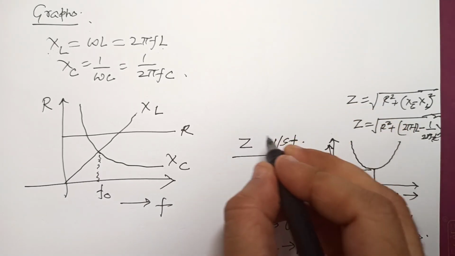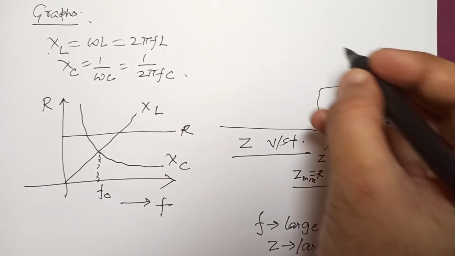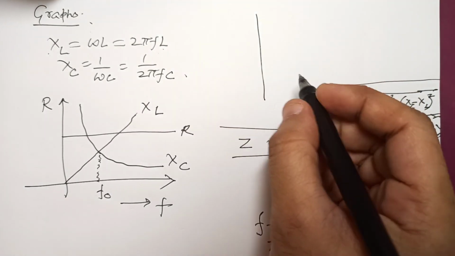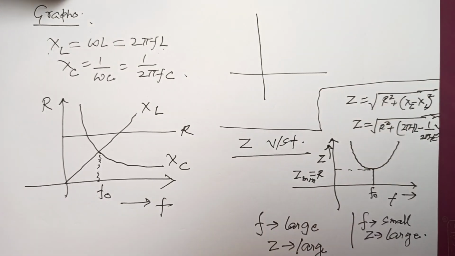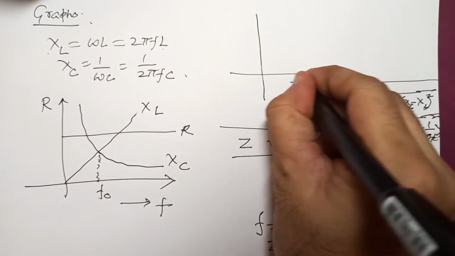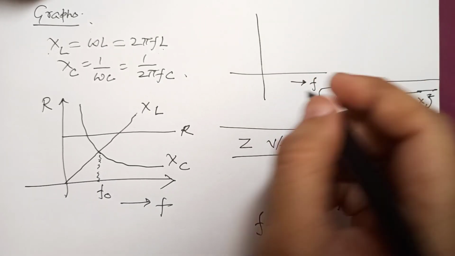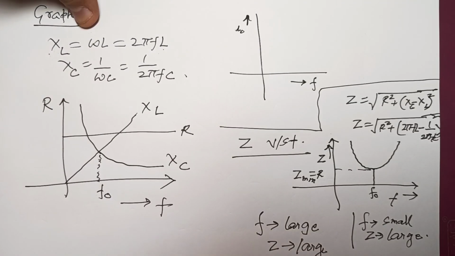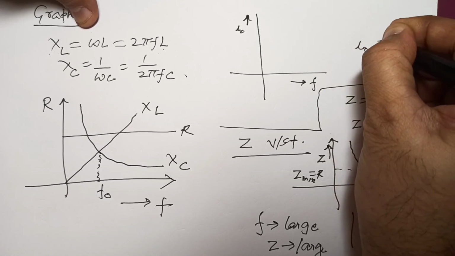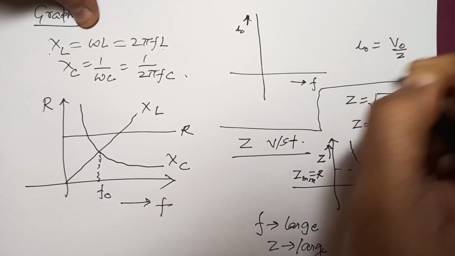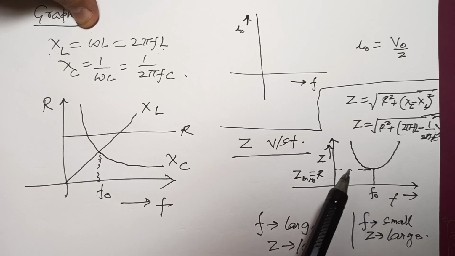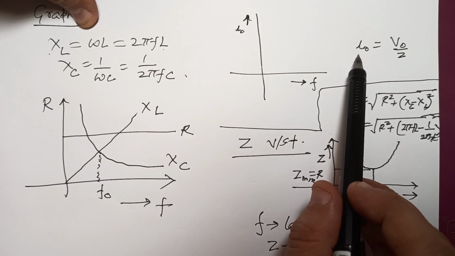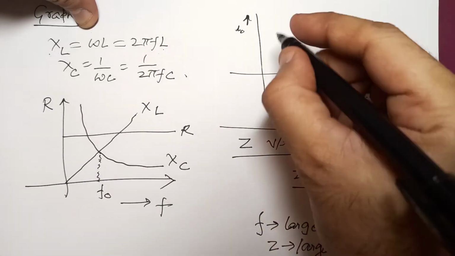Now, if I modify it a bit, let's say I draw a curve between F and I naught. We know this formula, right? I naught is equal to V naught by Z. So that means when Z is high, I naught is low, correct? So it will start from here.